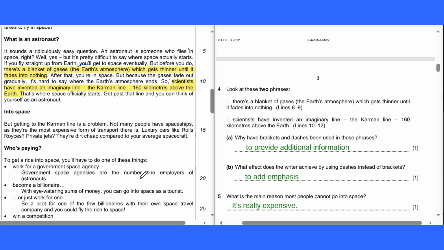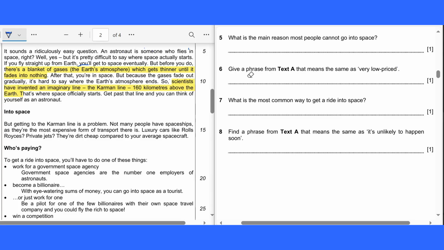Now let's move on. So we have question 6. Give a phrase from text A that means the same as very low priced. Alright, very low price. 10 seconds from now.